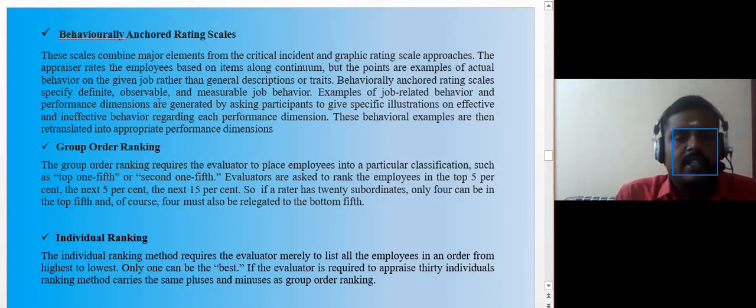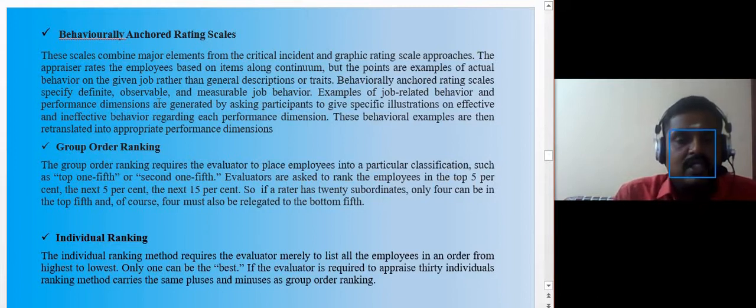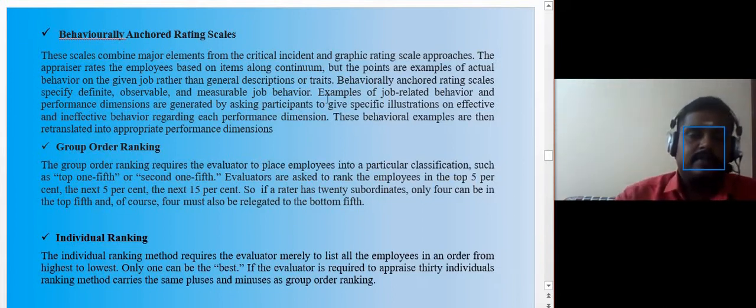Individual ranking. The individual ranking method requires the evaluator merely to list all the employees in order from highest to lowest. Only one can be the best. The evaluator is required to appraise 30 individuals. This ranking method carries the same pluses and minuses as group order ranking.